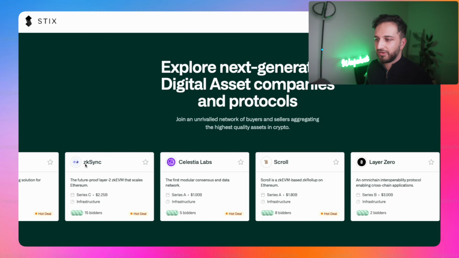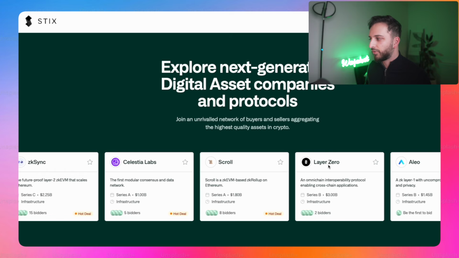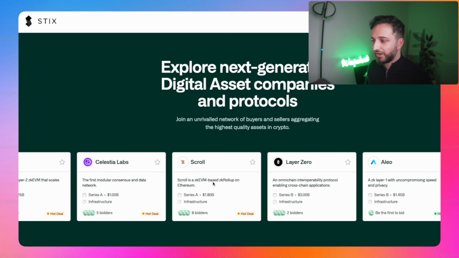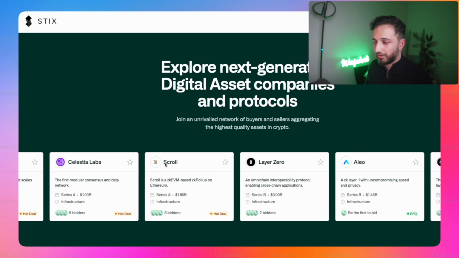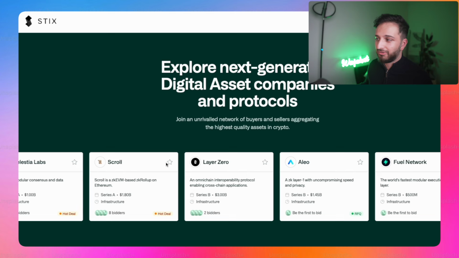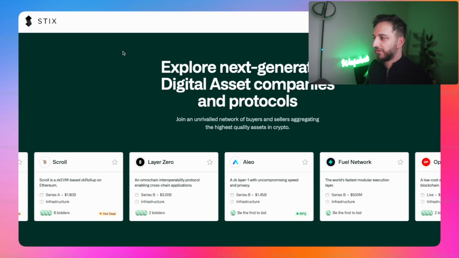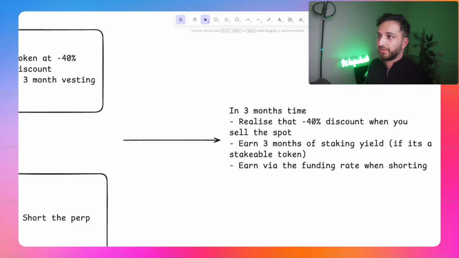And you can see, look, all of these different protocols or layer ones or foundations have tokens that are worth a lot. A lot of tokens are still locked. There are sellers in demand, and Neutrl here can be the buyer of these tokens. And so that's what they do. They buy these tokens from foundations at a discount, they short the perp, and they create this basis trade.